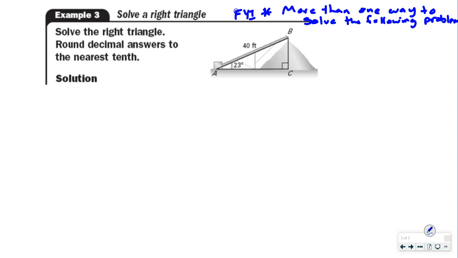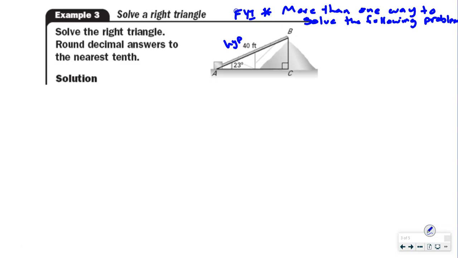Because we will be able to choose between sine or cosine or tangent in a lot of cases. So those are the different ways we'll be able to solve this. But let's look at our triangle and let's label what we know. We know our hypotenuse is going to be opposite our right angle. So that's up here. It's our hypotenuse. We're given angle 23, but we also know angle C is 90 degrees.